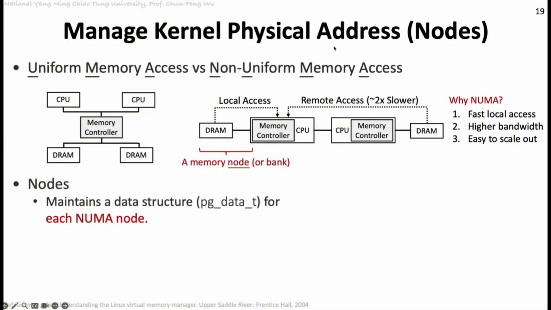So the node is computed like this. The kernel maintains a data structure for each NUMA node. One NUMA node you can think of as one CPU. So here there are 2 NUMA nodes. There's one CPU and there's another CPU here. Okay.